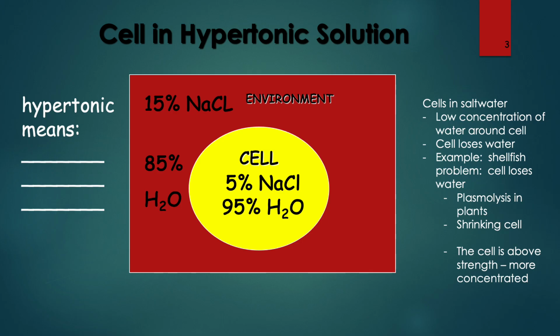Let's look at some examples of osmosis, which is the diffusion of water across the cell membrane. In looking at our first one, we have hypertonic. In a hypertonic solution, notice we have 95% water in the cell and 85% water outside the cell. Well, we're trying to equalize that water amount, so water's going to have to leave the cell in order to lower this concentration and raise this concentration, because we're trying to get them to be the same.